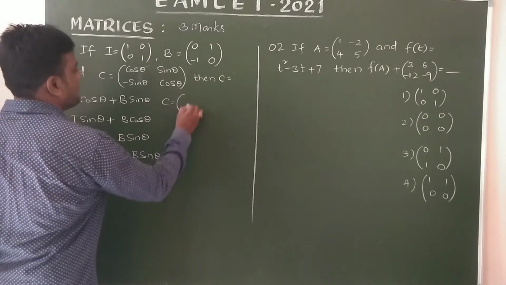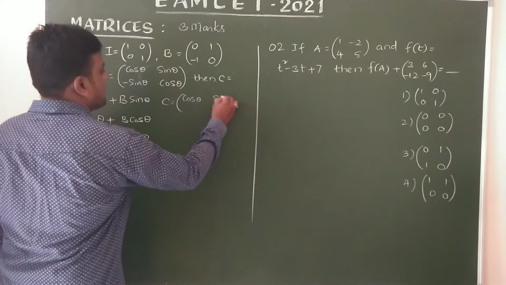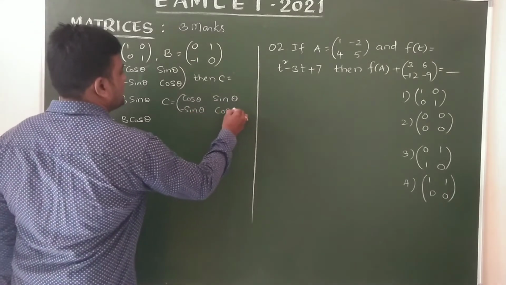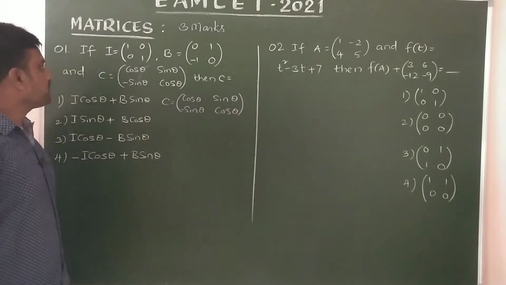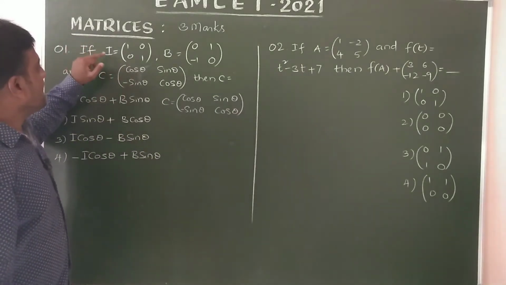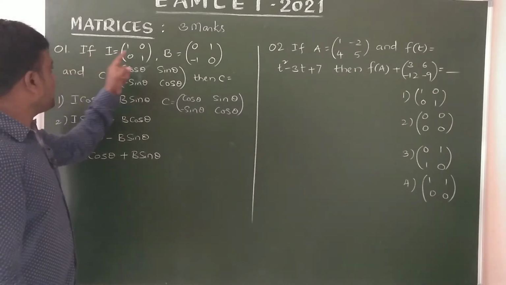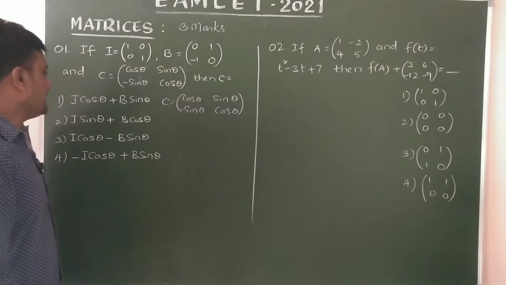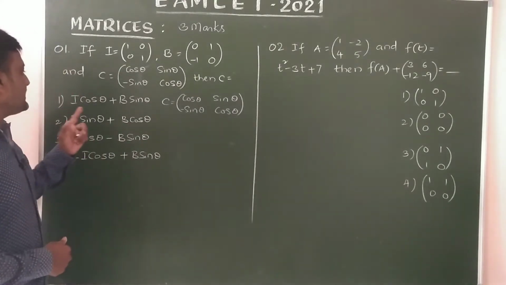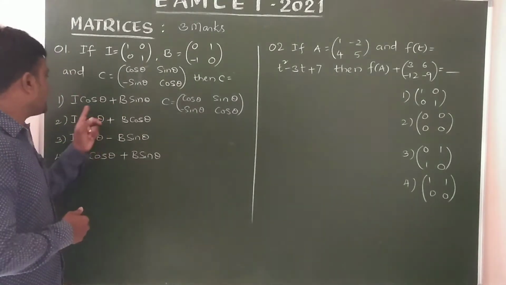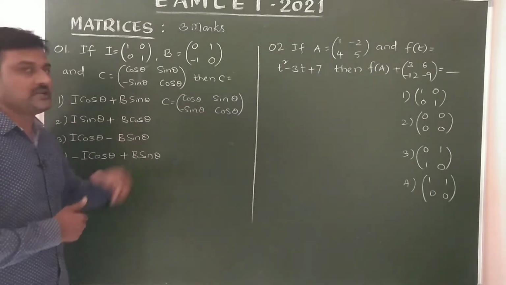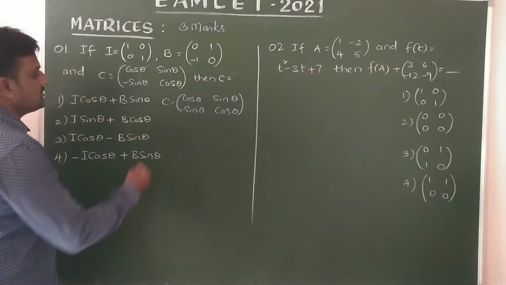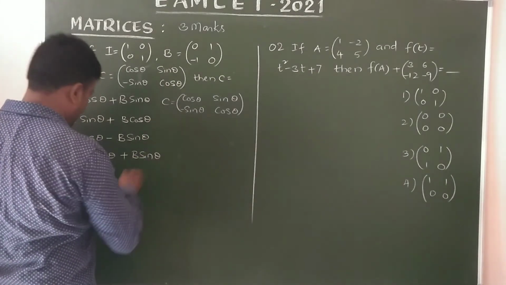C equals the given 2 by 2 matrix [cos theta, sin theta; -sin theta, cos theta], and also given I equals the identity matrix [1, 0; 0, 1], B equals [0, 1; -1, 0]. Think how to get I cos theta and B sin theta. Not only I cos theta and B sin theta, but also I sin theta and B cos theta. Signs are different. Now let us go with our problem.